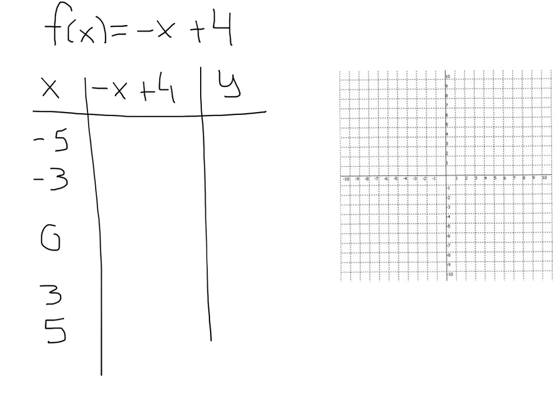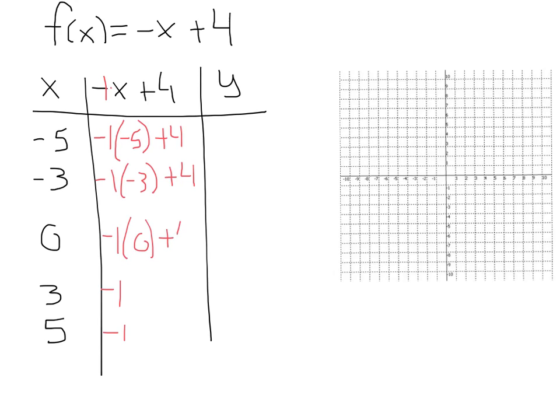And now when you have a negative x, what that means, it'd be like a -1 times x. So -1, and then we're multiplying by our x value. So negative 1 times negative 5 plus 4, negative 1 times negative 3 plus 4, negative 1 times 0 plus 4, and so on.